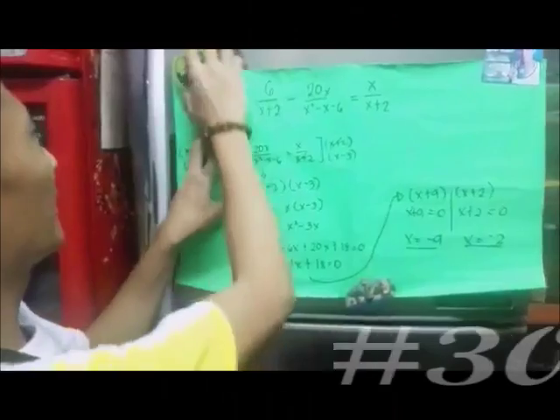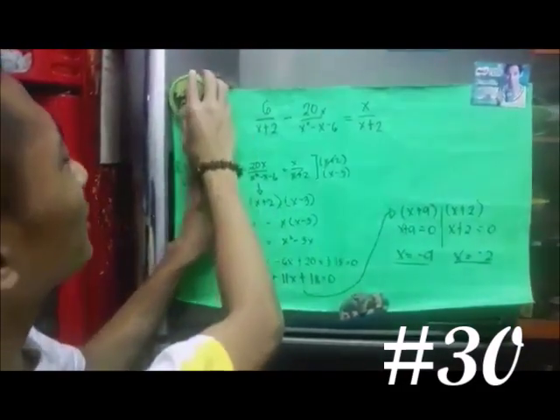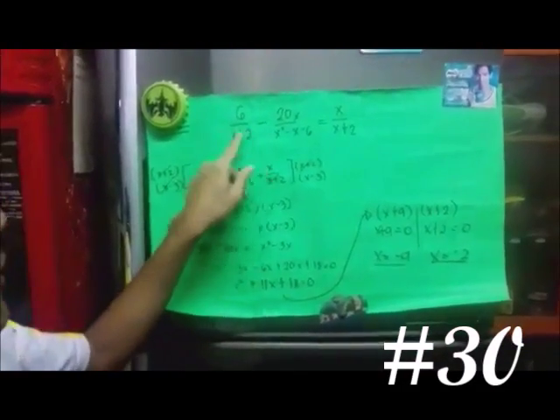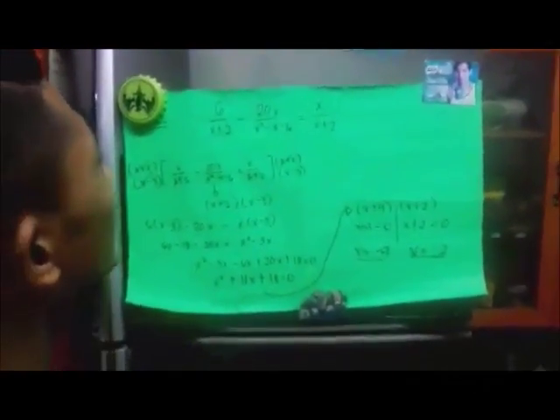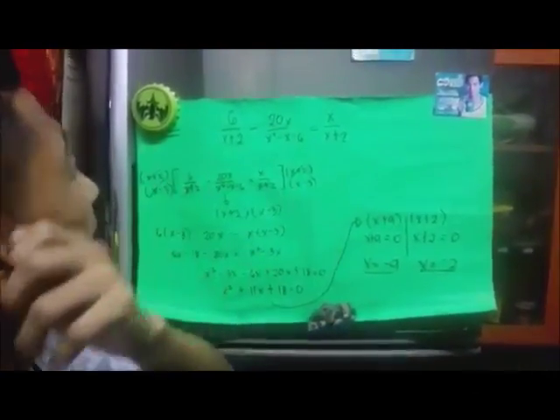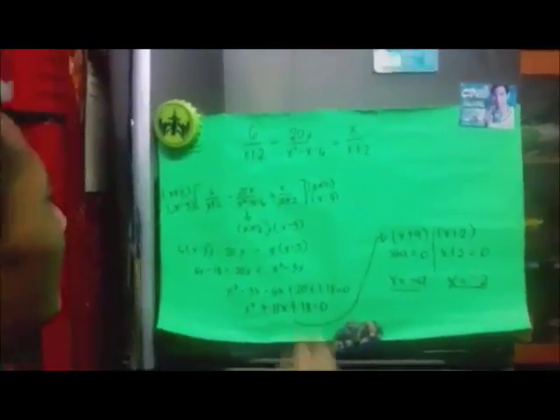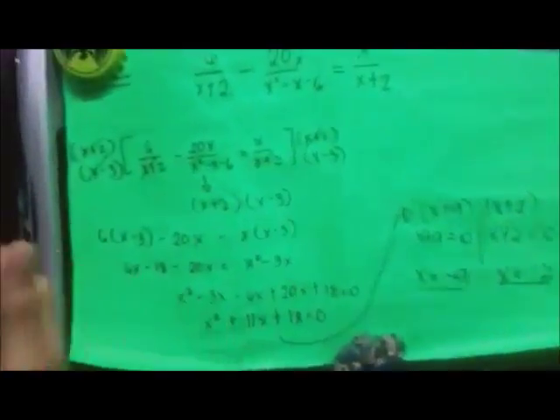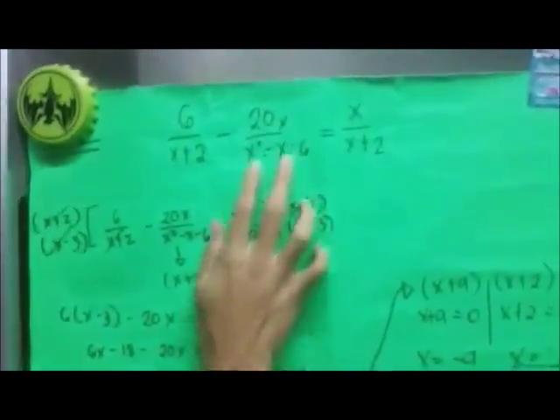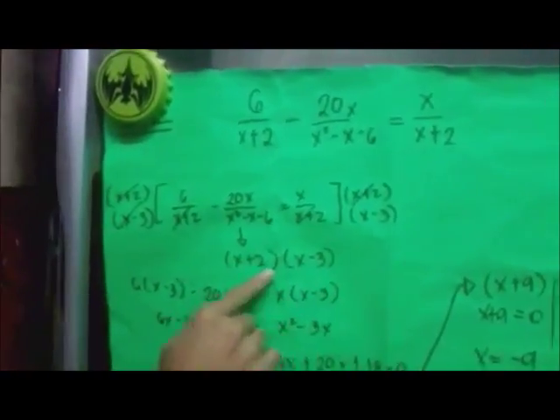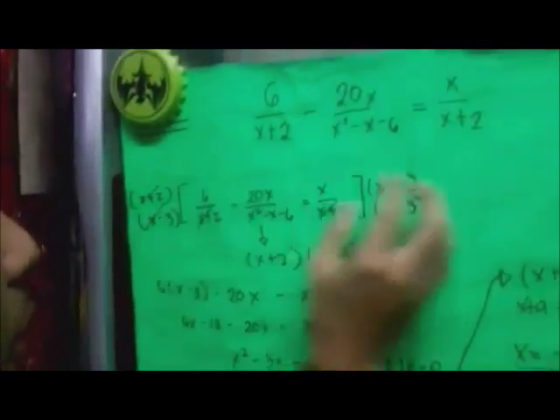Yung binigay mo sa akin problem, number 30. Ito po yung problem: 6 over x plus 2 minus 20x over x squared minus x minus 6 equals x over x plus 2. Tapos, ang gagawin po natin yan ay hanapin po natin yung factor niyan. Ito po yung lumabas na factor. Tapos, ilagay lang po natin sa both sides.